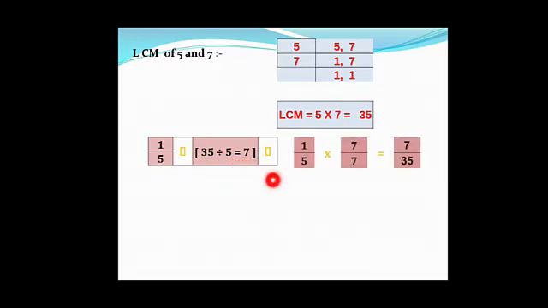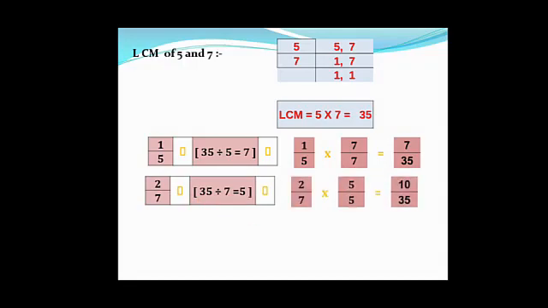Now we will multiply 1 by 5 by 7 by 7. So 1 7s are 7 and 5 7s are 35. Now 2 by 7. Here 35 divided by 7 is equal to 5. So now we will multiply 2 by 7 by 5 upon 5. So 2 5s are 10 and 7 5s are 35.